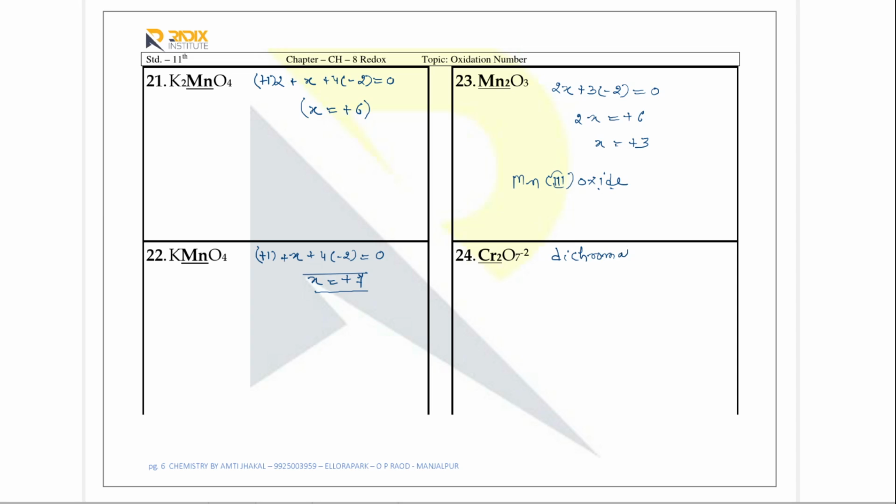This ion is called the dichromate ion. Dichromate ion, that is 2x plus 7 into -2. Chromium oxidation state X, there are 7 oxygen, and each oxygen we are considering as a -2 oxidation state, and that is equal to -2. So 2x is equal to +12. So x is equal to +6.